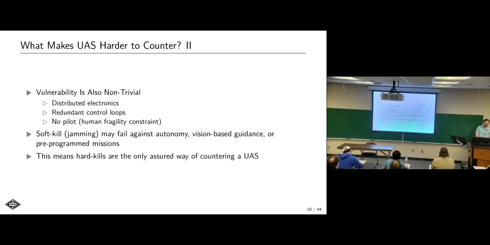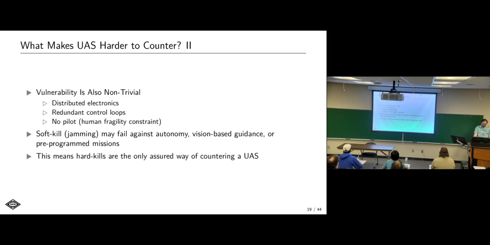So their vulnerability is non-trivial because in general, they usually have distributed electronics. You think of a quadcopter, you have multiple rotors, you have multiple ESCs, you sometimes have a computer in different places. All those have control loops, and there's no pilot. The human fragility constraint is gone. So you can kind of do what you want to do.